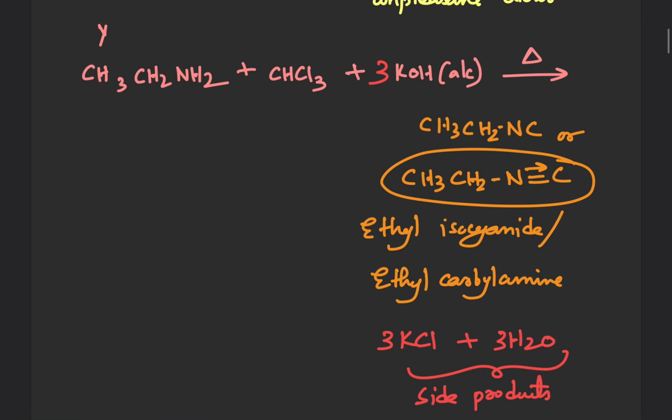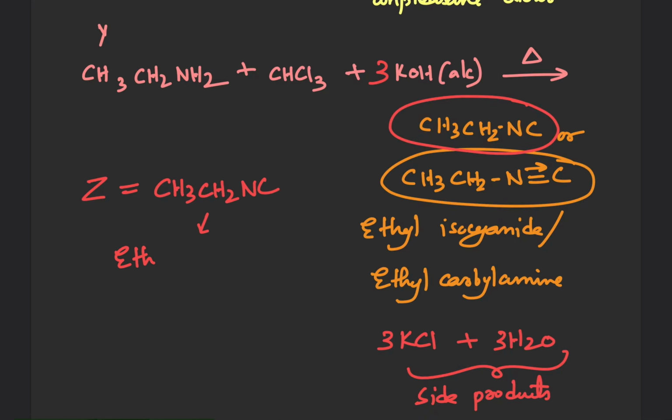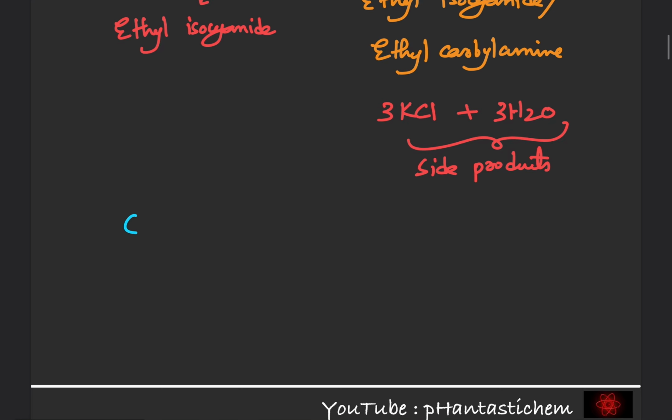Okay, and this reaction, that is the conversion of a primary amine into an isocyanide, is the famous carbylamine reaction, or it is also known as the isocyanide test. Okay, so therefore Z is this guy, CH3CH2NC, which is ethyl isocyanide. Coming back to the first sequence, that is C2H5Cl, in the presence of X giving us Z, which is CH3CH2NC, which we found just now.